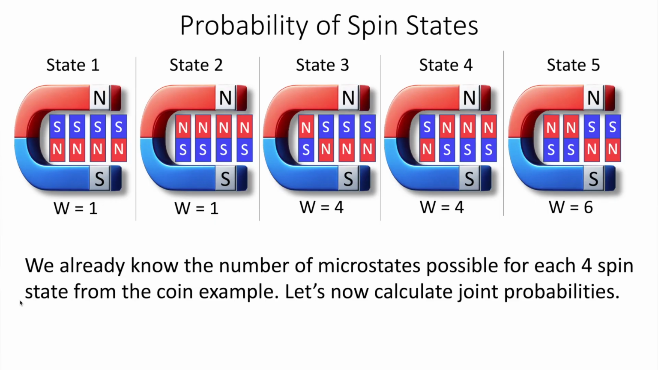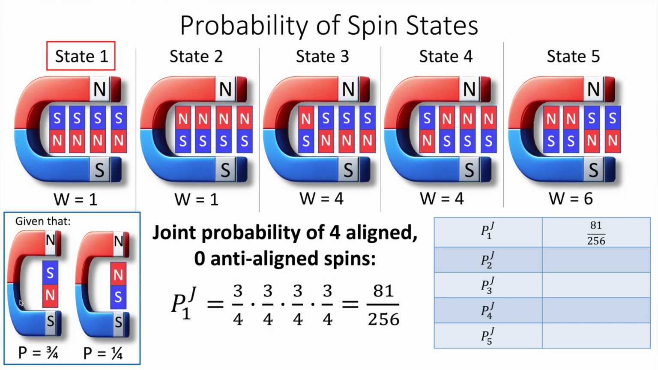Just going from left to right, state 1 through state 5. So if we look at state 1, there is a 75% chance that a particular spin will be aligned with the system. And in this particular state, they're all aligned. And the way you get joint probabilities is that you multiply them together, and the product of all of these individual probabilities gives you the joint probability.